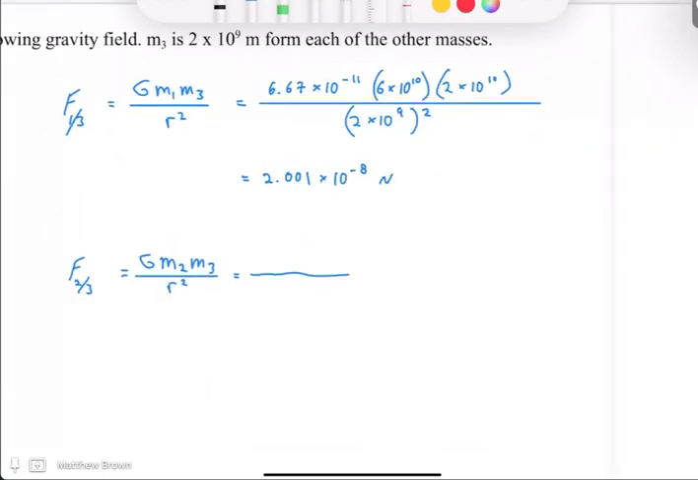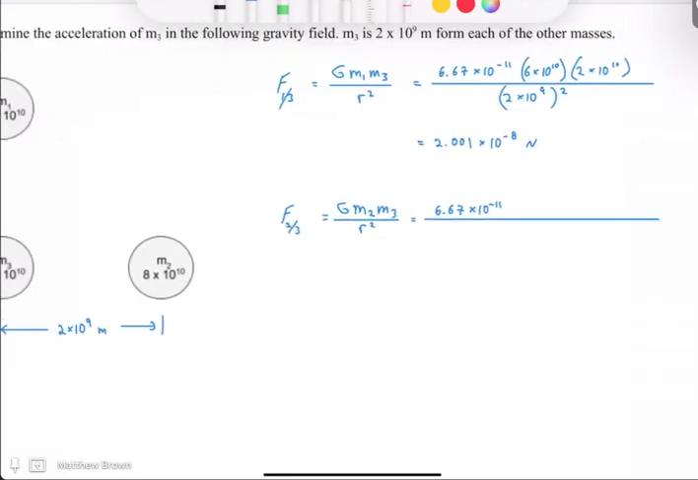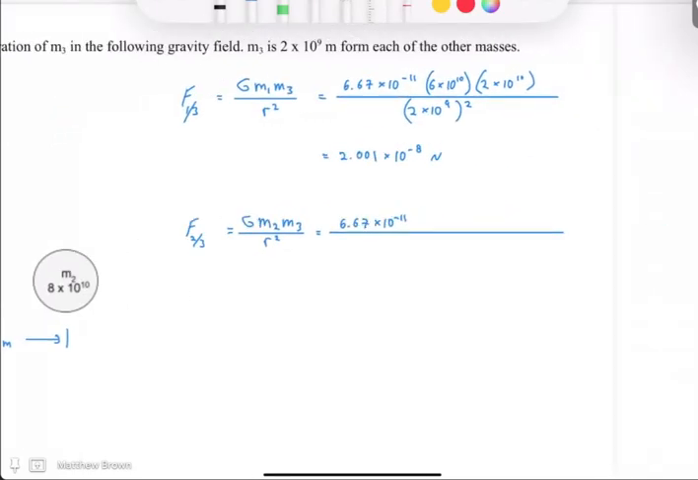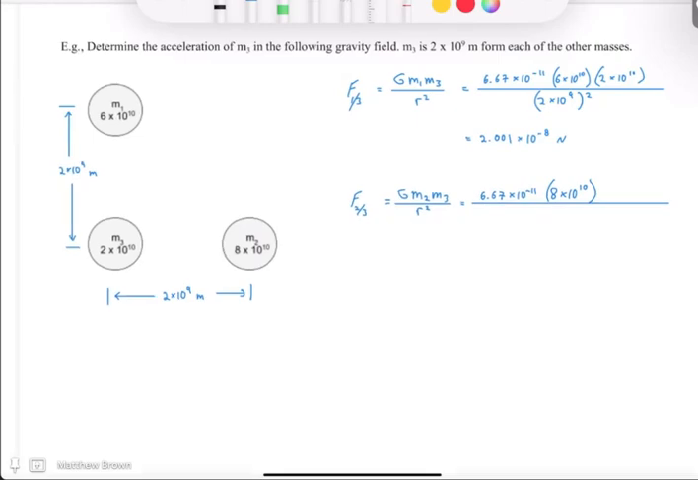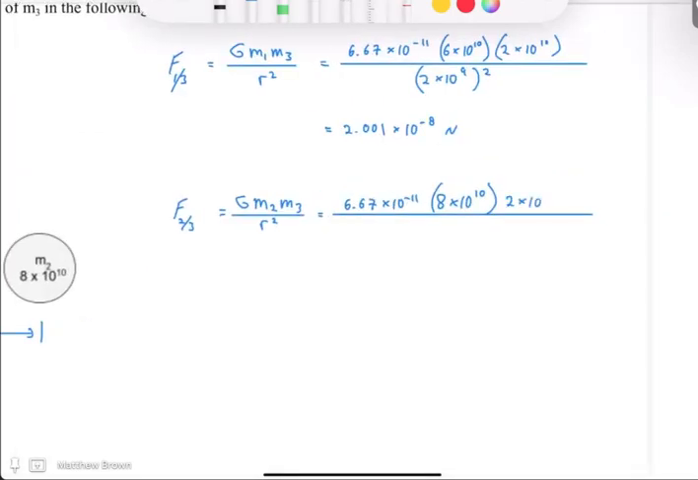Same idea here. 6.67 times 10 to the negative 11. M2 is 8 times 10 to the 10. And M3 is still 2. And the distance between them is the same. Putting in those numbers, I get 2.668. Again, times 10 to the negative 8 newtons.